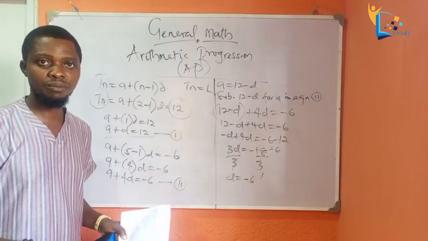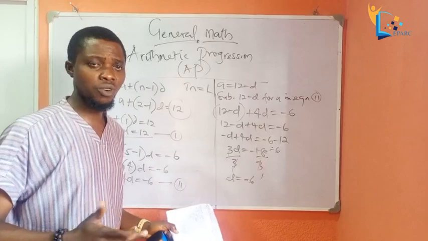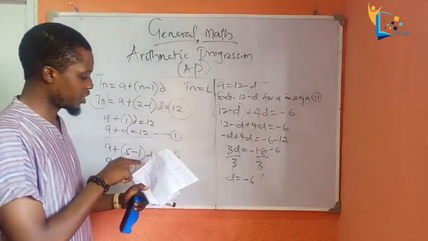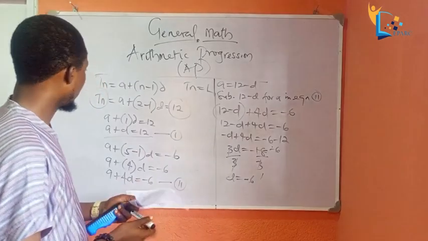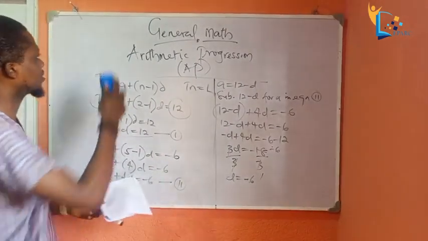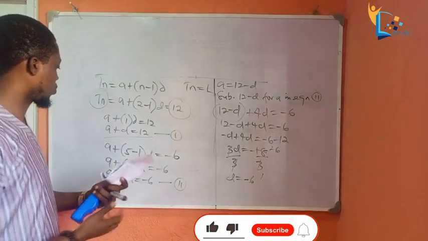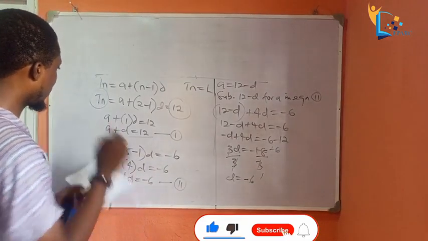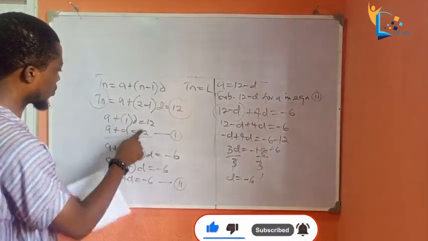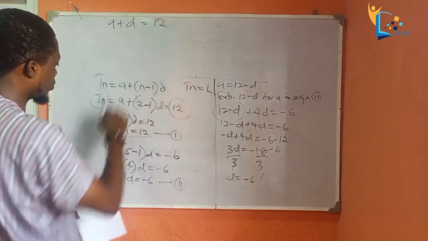Are we together? Do you understand it? Please use the comment section if you don't understand. So let's move on. We have solved for D. Then B says find the first term. The first term here is A, so we don't know what A is yet. Let's solve for A. Now from my equation 1, A plus D equal to 12.